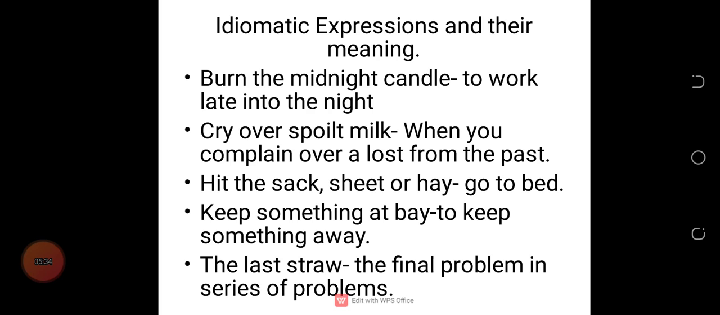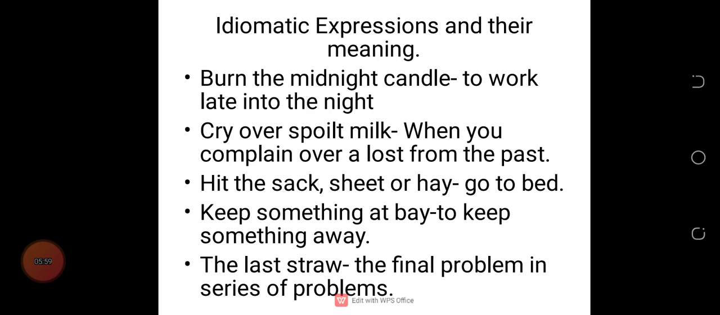Cry over spilt milk. When the thing is spoiled, can you use it? You cannot. So it simply means that when you complain over a lost thing from the past, it is not really necessary. It is not needed. So crying over spilt milk wouldn't help the issue. Cry over spilt milk means to complain over a loss from the past.